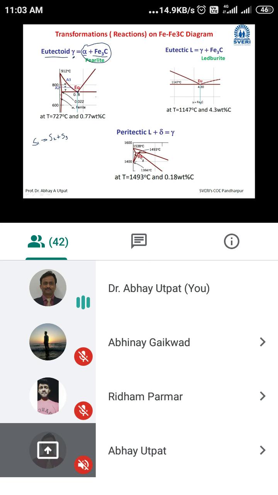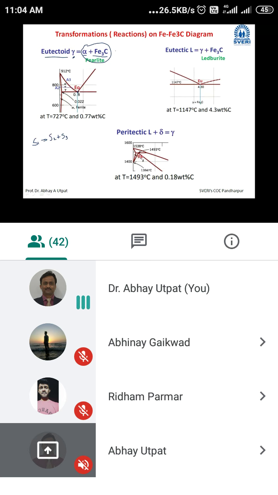If the percentage of carbon is less than 0.8, that steel is called hypoeutectoid steel. If the percentage of carbon is more than 0.8, the steel is called hypereutectoid steel. And if the percentage of carbon is 0.8, the steel will be eutectoid steel. I will repeat once again: less than 0.8, hypoeutectoid; more than 0.8, hypereutectoid; and at 0.8, eutectoid steel. This is the eutectoid reaction.